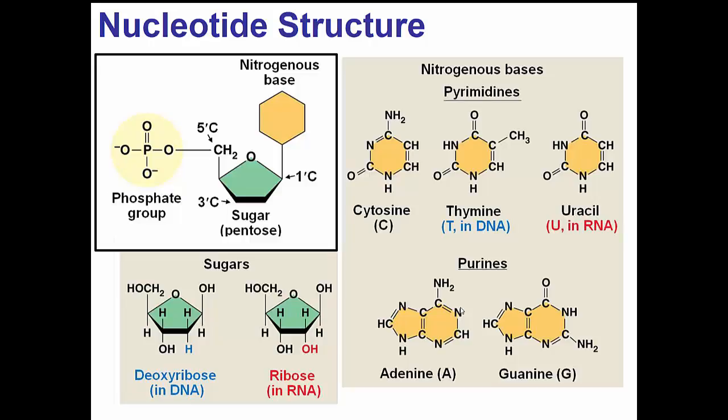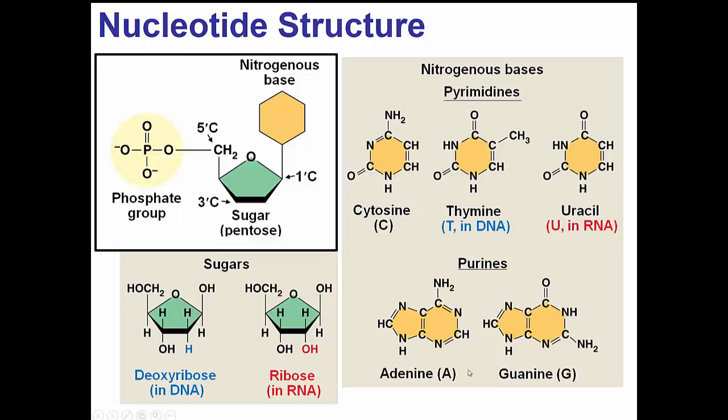Here we do have a traditional monomer. The monomer for nucleic acids is the nucleotide. And you can see here that the nucleotide has three major parts. First, we have the nitrogenous base. The nitrogenous base is what gives the nucleotide its identity.